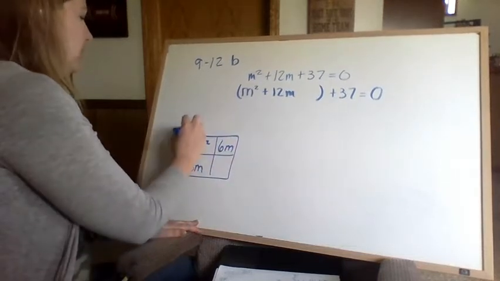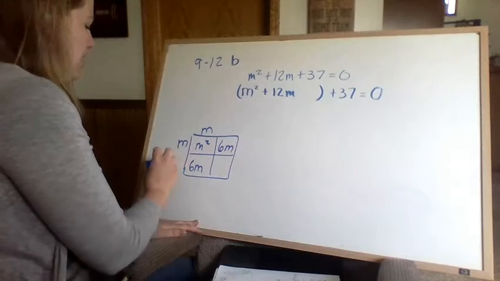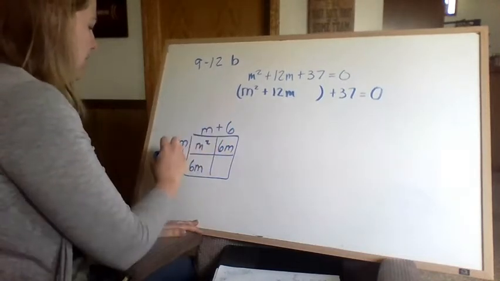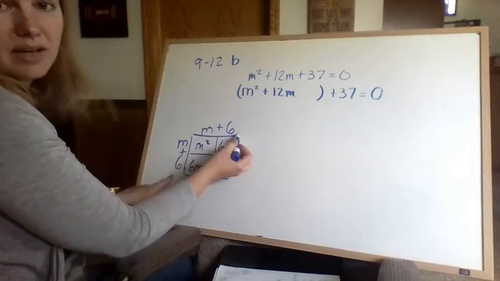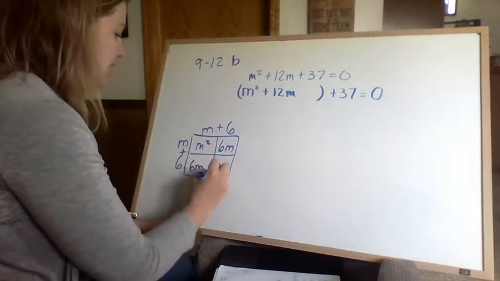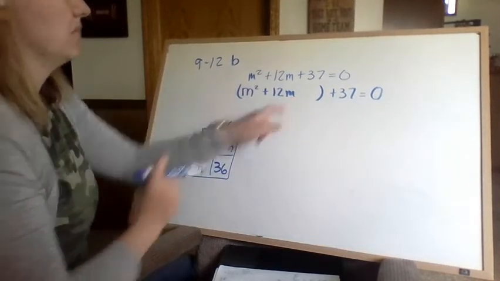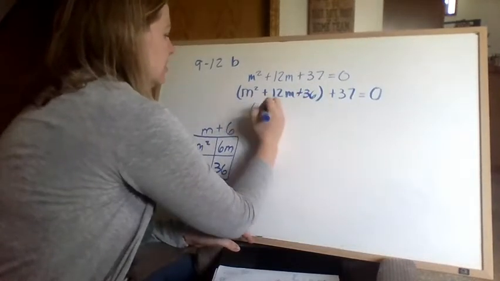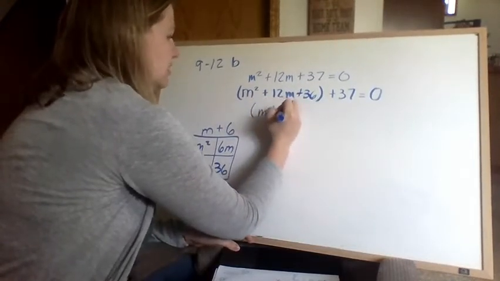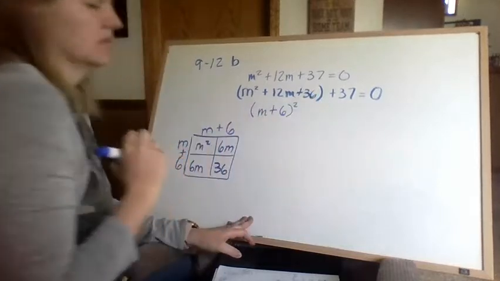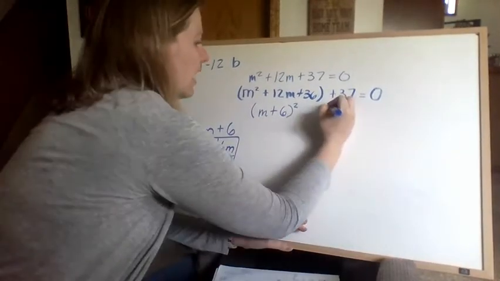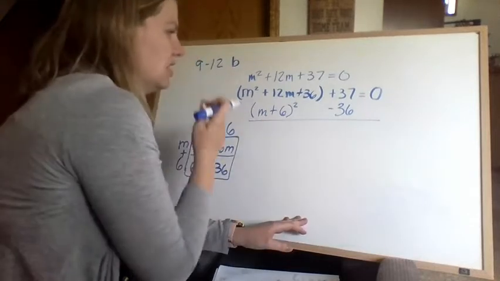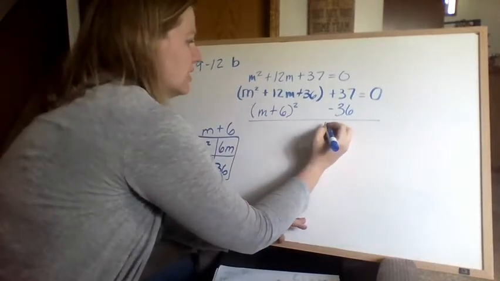I want to solve my generic rectangle. So m and m, and it looks like 6 and 6. So we get m plus 6. 6 times 6 gives me 36. So I can bring that 36 up. And I know that this is going to be adding 36. So that leaves me with my m plus 6 squared. And then I have to subtract my 36 here to manipulate my equation.